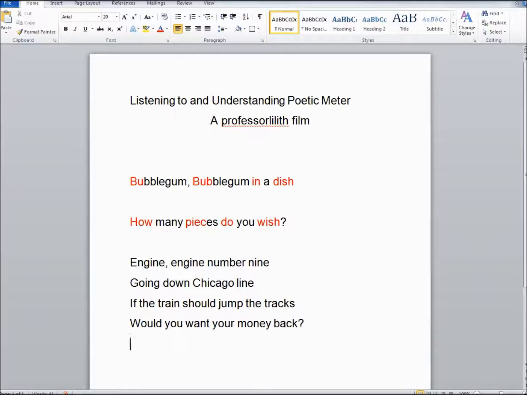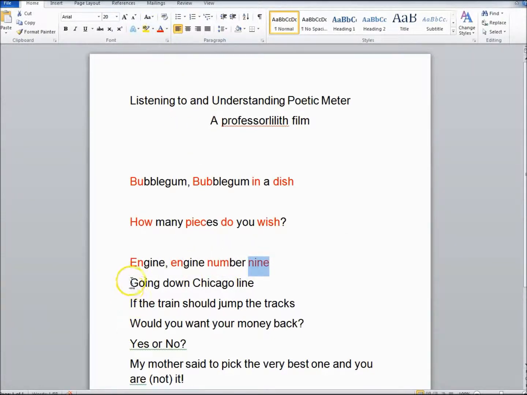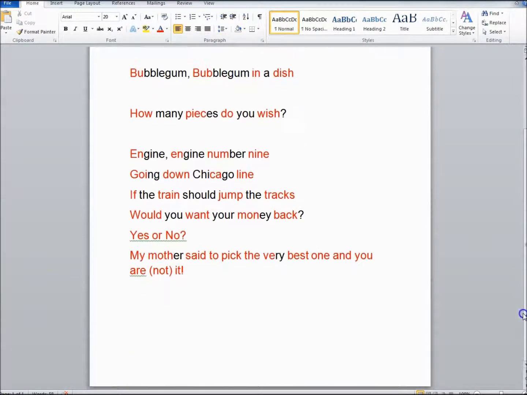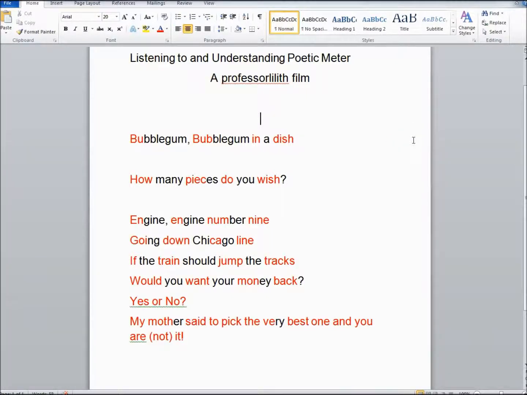Let's speed the video up a little and then do the same process that we just did with bubblegum, bubblegum in a dish for engine, engine number 9, right? Engine, engine number 9, going down Chicago line. If the train should jump the tracks, would you want your money back? Yes or no? And then, my mother said to pick the very best one, and you are not it.